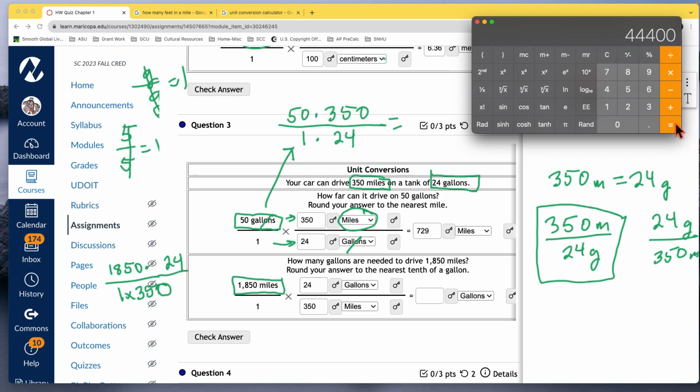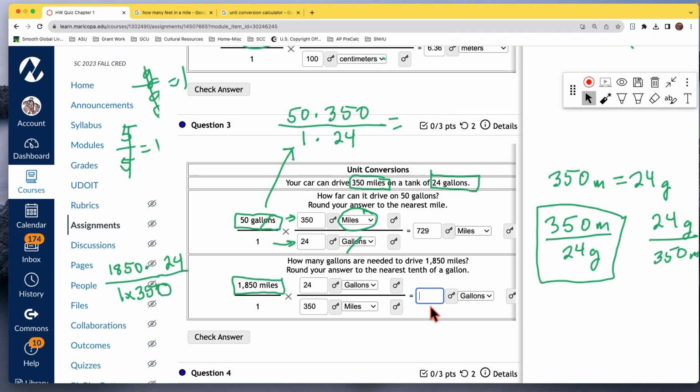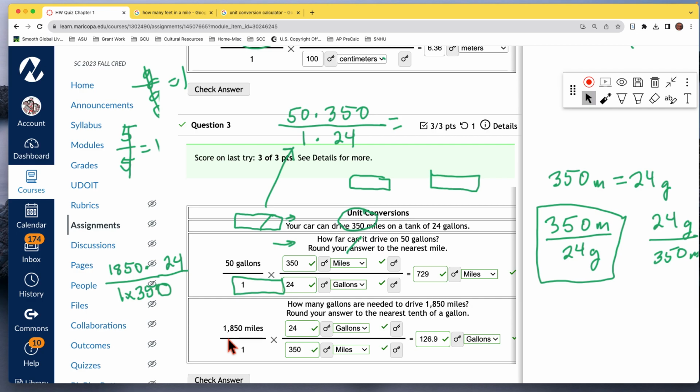So I multiply the numerators, I get this number, I divide it by 350, and again, it wants the nearest tenth of a gallon, so that's a little different, so 126.8. But I look to the right, I've got a 5, 5 is halfway to the next number, so we're going to round that up to 126.9. So the 8 goes up to a 9. So we need that many gallons. We can check our answers, and we've got them correct.